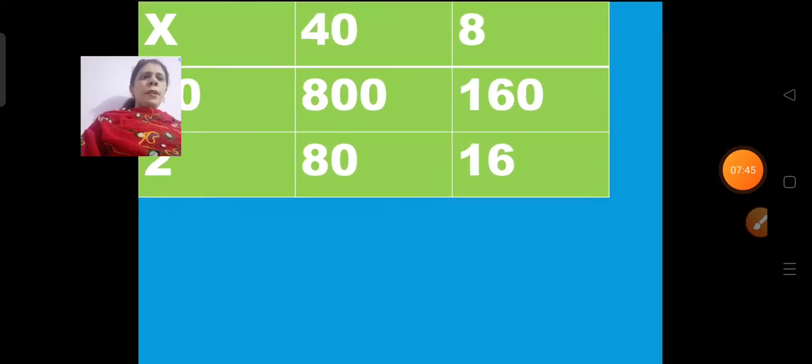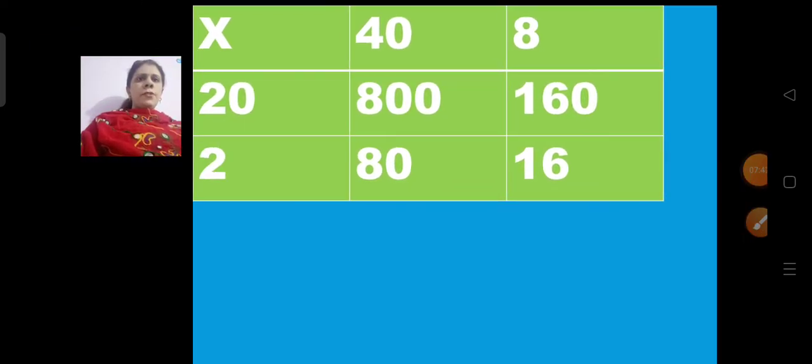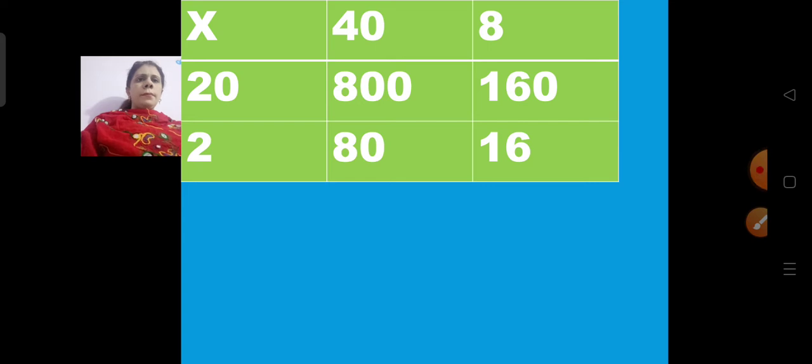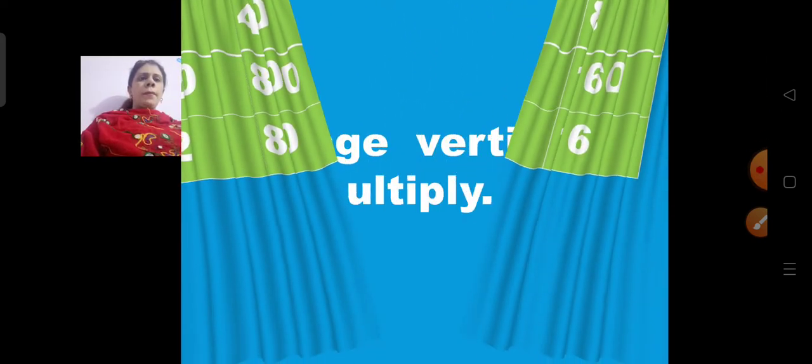So now let us move to the next. Wait 1 second, children. Arrange vertically and multiply. Now we did the lattice method. Now we will arrange vertically and multiply.